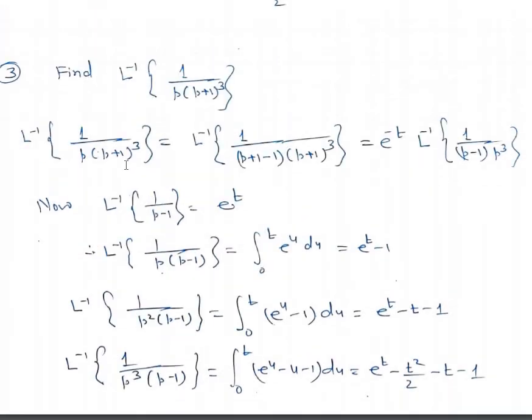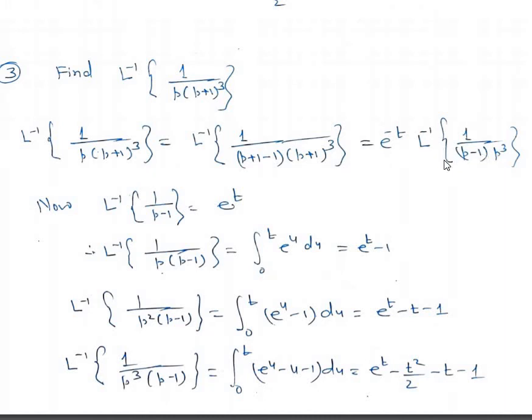Third example, find L inverse of 1 upon p into p plus 1 whole cube. Now we can write p as p plus 1 minus 1. So that we have here p plus 1, and in the denominator also we have p plus 1 whole cube. So we can make use of first shifting property. So we get e to the power minus t L inverse of 1 upon p minus 1 into p cube.